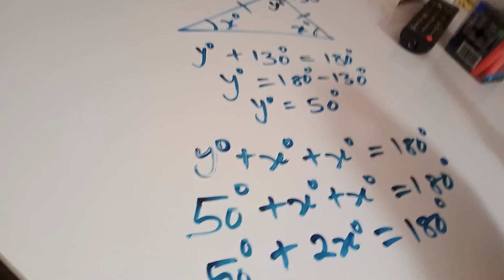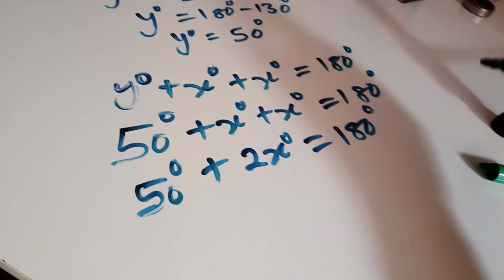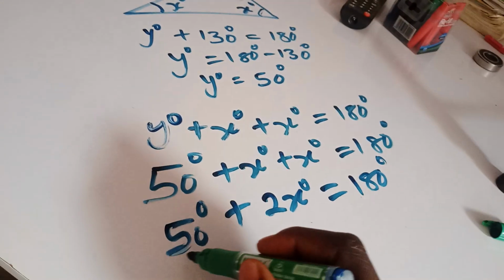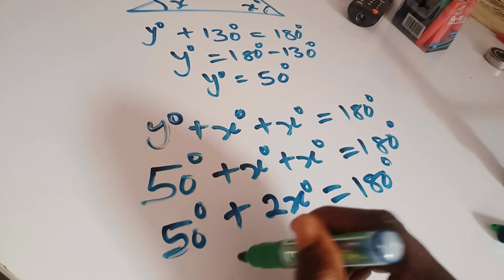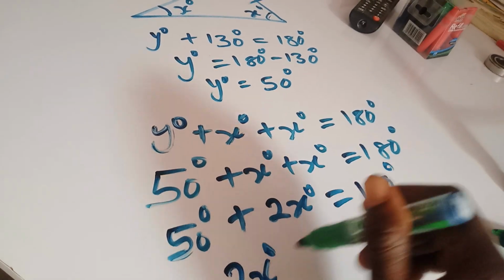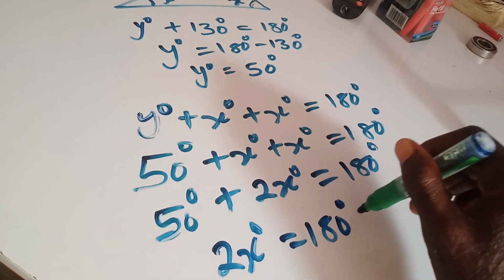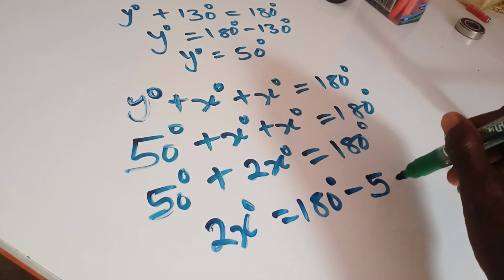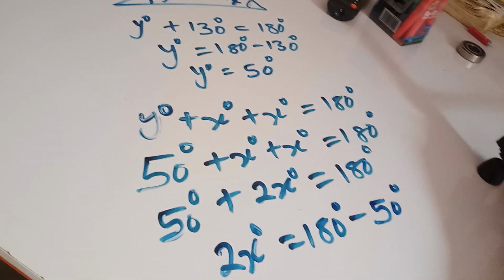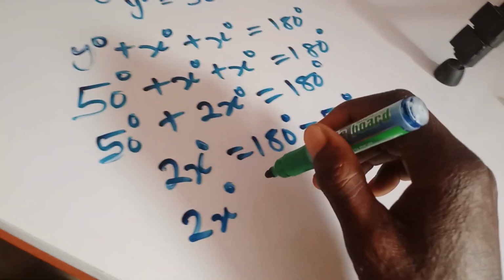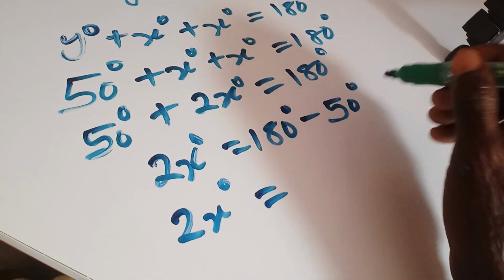That is step by step. So this will make it easy for you, so that you won't have any issue. Taking this 50 degree to the right hand side, you will be having 2x degree. Now we have 180 degree minus 50 degree. So from here, we'll be having 2x degree equal to 180 degree minus 50 degree.